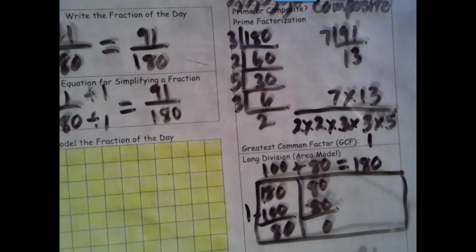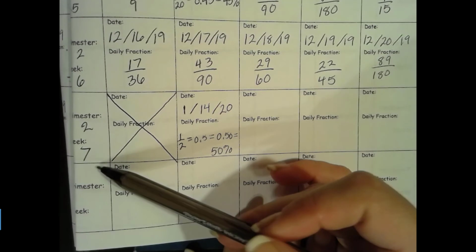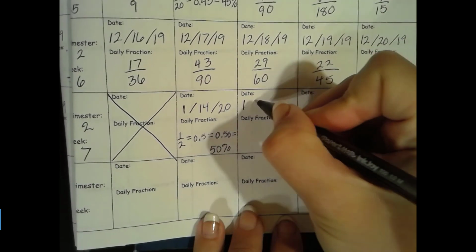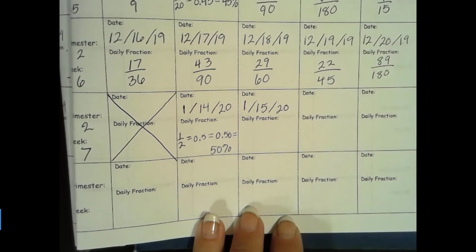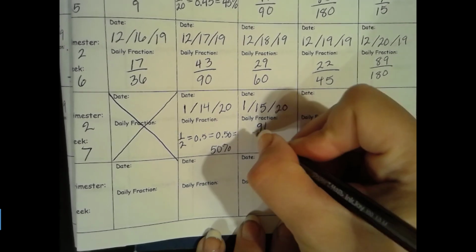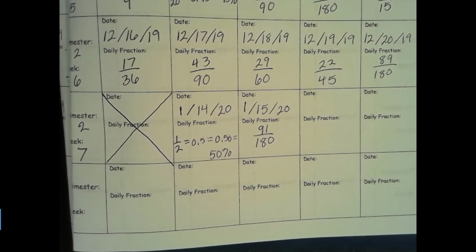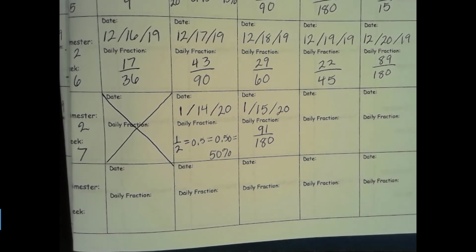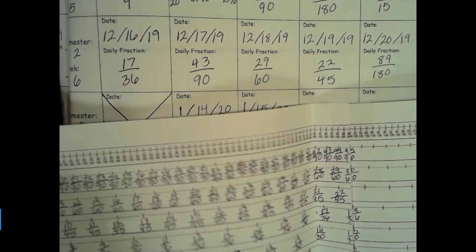Now let's go ahead and fill in our data collection page. Okay, trimester 2, week 7. Today is 1/15/2020. Our fraction for today is 91/180th. Now 91 is not a prime number. It is not a factor of 180, so our greatest common factor was 1. That means we did groups of 1, and you do not have to get out your number line.